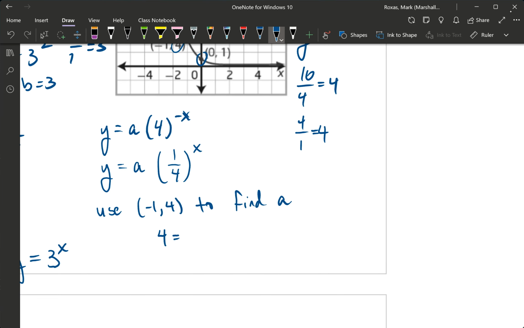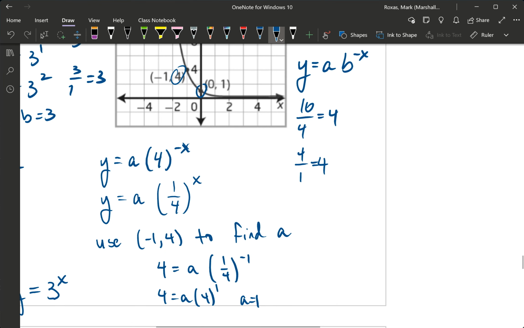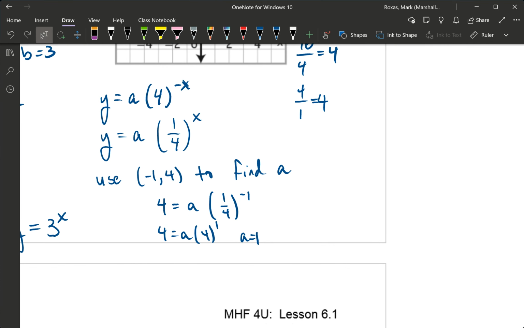Okay, so 4 equals a times 1 over 4 to the power of negative 1. And solving for a, we would have to flip the fraction back to a 4. So 4 equals a times 4 to make that a positive 1. And then all this says is that a is equal to 1. So you didn't actually have to do all this work if you're given the y-intercept. Hey, the y-intercept is 1. That's our starting value, our initial value, and we can use that for the function. So the function, therefore, is y equals 1 over 4 to the power of x.